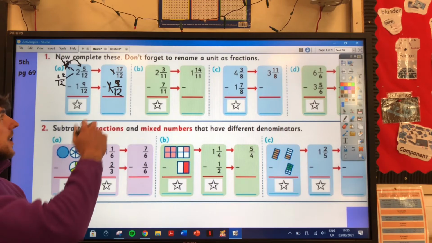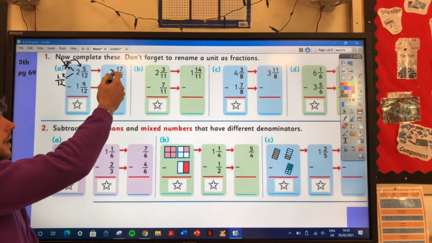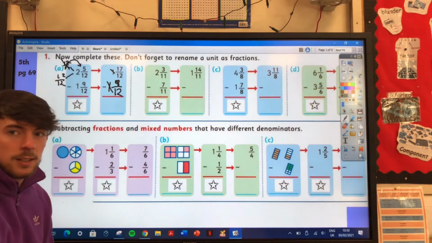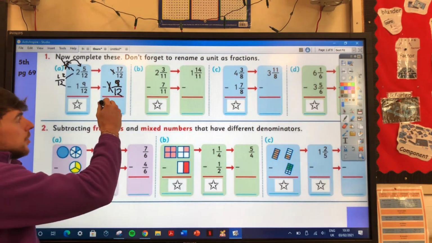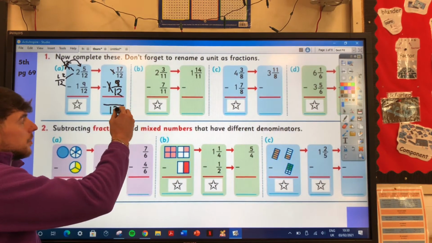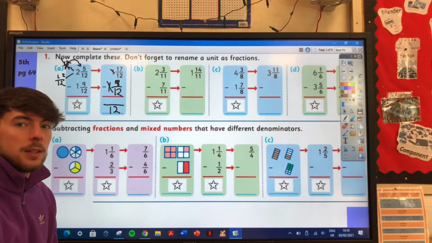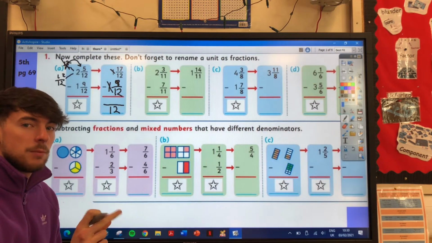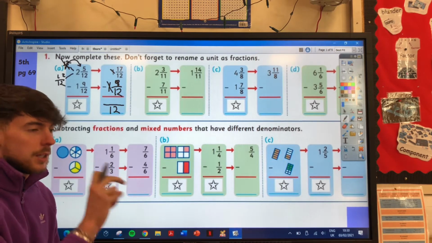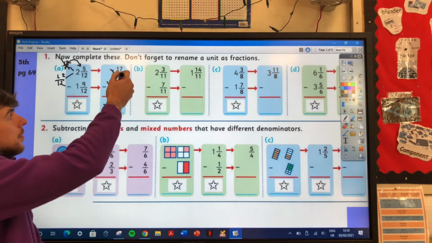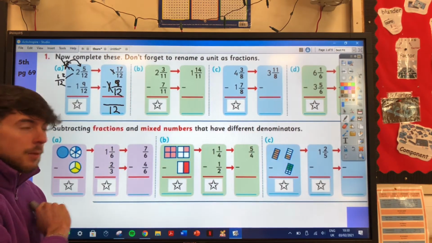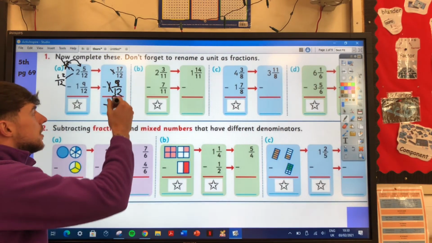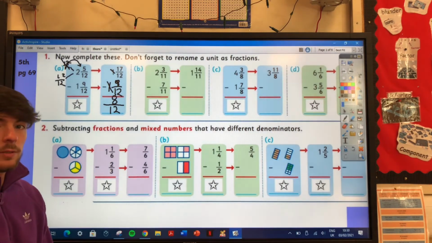So now we have to take away 17 and 9. So we're trying to take away 9 from the 17. We don't touch the bottom because we're still looking for parts of something. So the parts remain the same. We don't take away the 12s, alright? So they stay the same the whole time. But this one here, we have to take away 9 from 17. And what's that? 8. So our answer is 8 over 12, right?